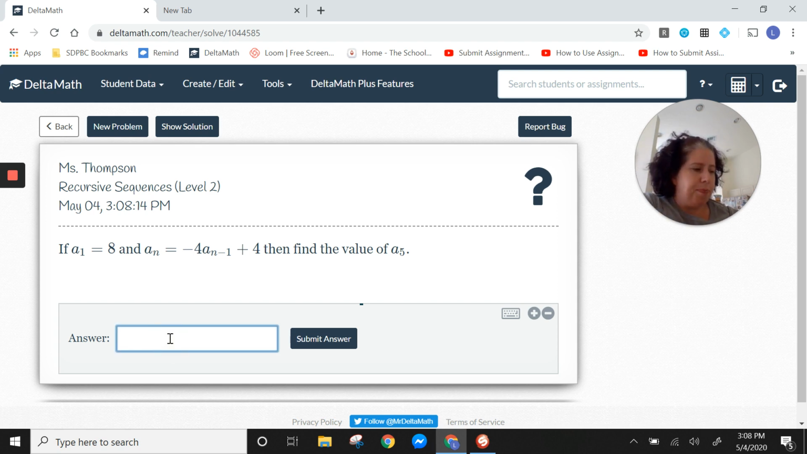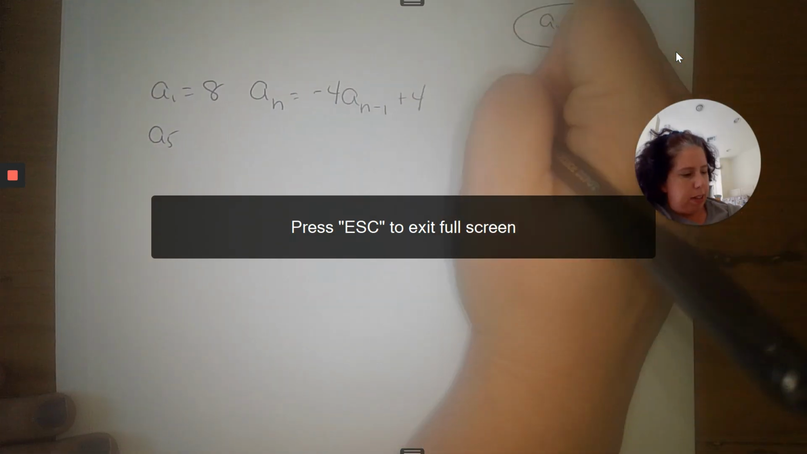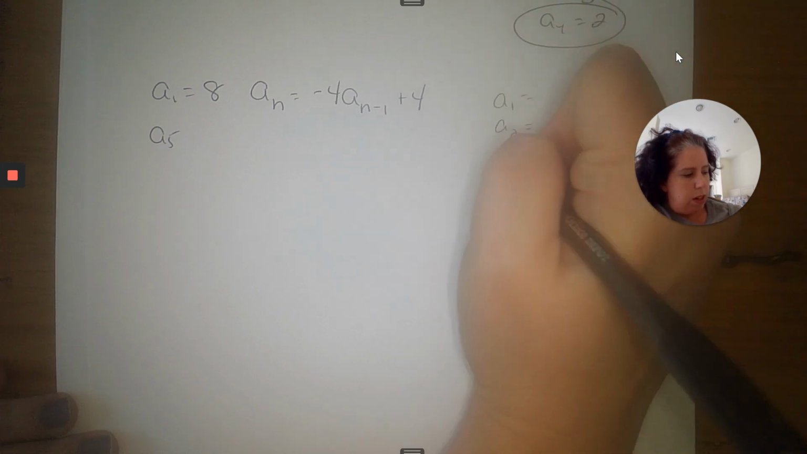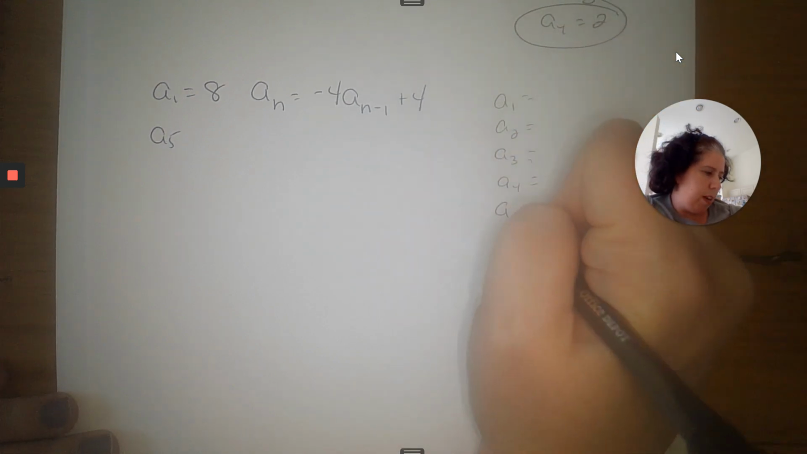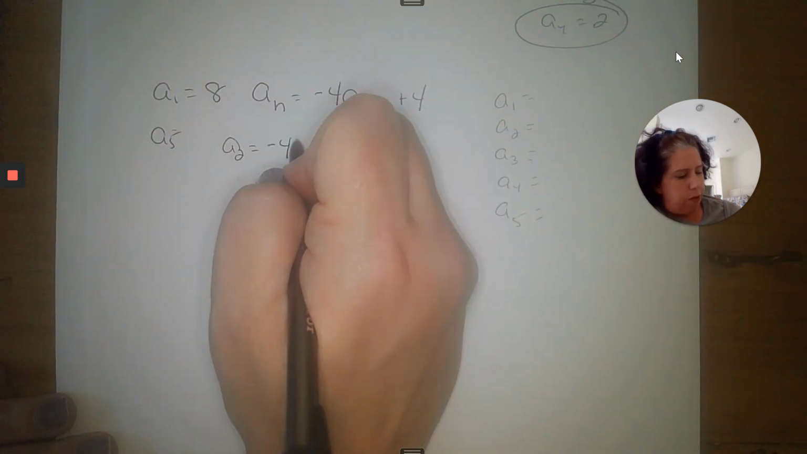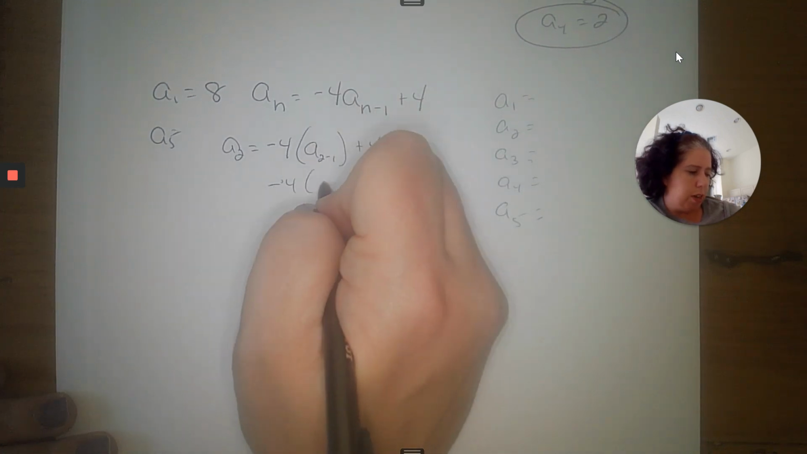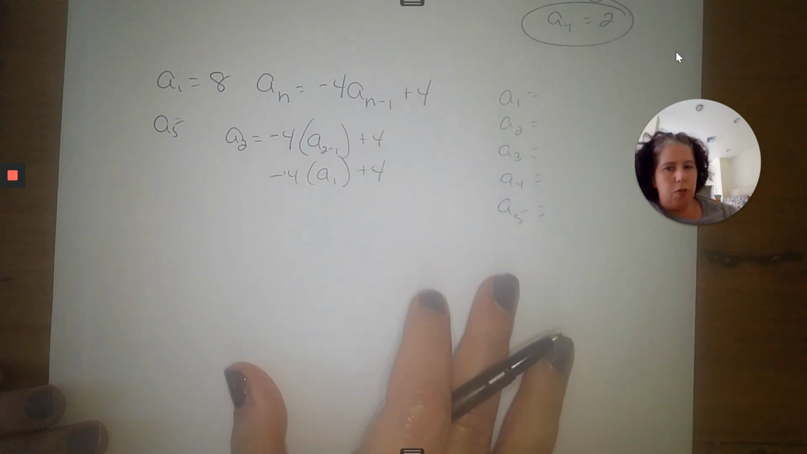Okay, so same idea. So A1 is going to be 8. You're going to use A sub n equals negative 4 times A sub n minus 1 plus 4. And we're going to find A5. So let's put you guys back over here. All right, so that means I got A1, I need A2, A3, A4, and A5, right? So I got to find A2. So negative 4 times A sub 2 minus 1 plus 4. So that says negative 4 times A1 plus 4. Well, A1 was 8, right?